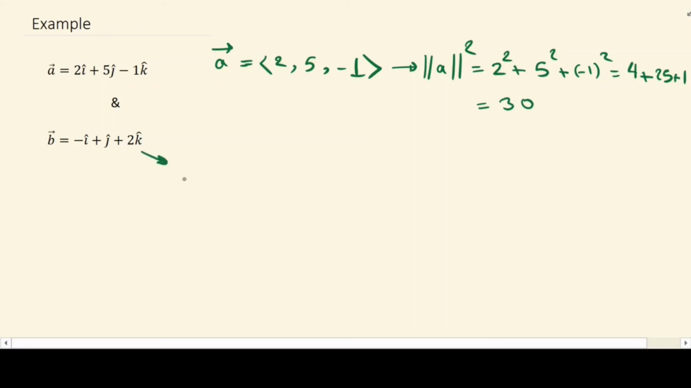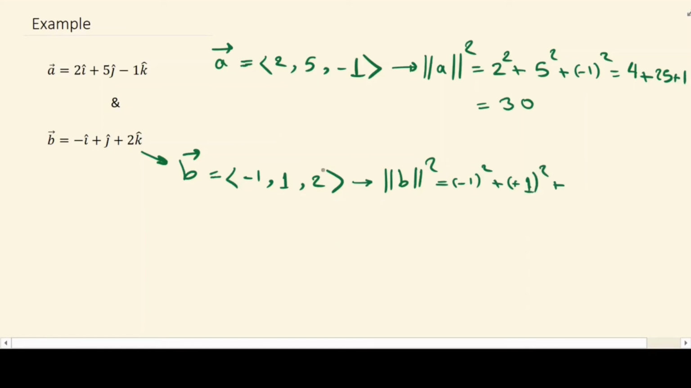Similarly, vector B is going to be in the notation form -1, 1, and 2. So the length squared is going to be first component -1 to power 2 plus second component 1 to power 2, and finally the third component to power 2.